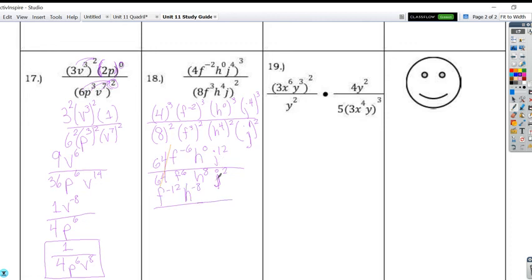And j to the 12 divided by j squared. You're doing 12 minus 2 for the exponents. That's j to the 10. There's nothing in the denominator now except for that one placeholder. All you've got to do is rewrite with your negative exponents. So I see j to the positive 10 is my positive exponent to stay in the numerator. I notice that my f is going to have to change sides of the fraction bar, and I notice that my h is going to have to change sides of the fraction bar so that we can simplify.